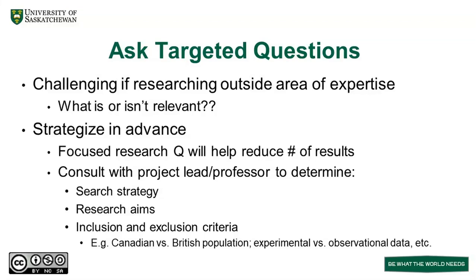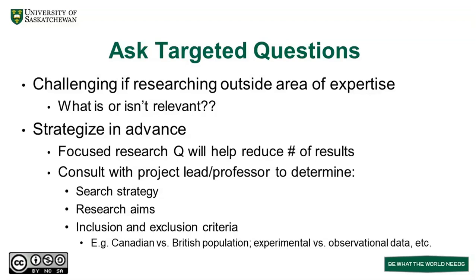You might still be generating 2,000 results, which is still a huge amount of literature to work through. But having that more narrowed and focused research question is going to help mitigate just that initial challenge of having too much literature to sift through. Again, in those conversations with your project lead or your professor, you want to determine what the expectations are with regards to the search strategy. Do they want you to target specific databases over others? Do they want you to do a larger search? Those expectations are going to be very useful to have an awareness of.